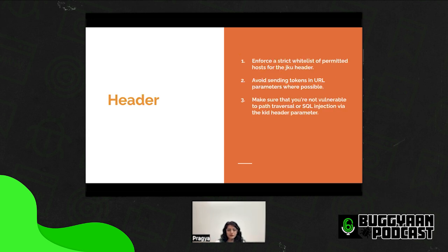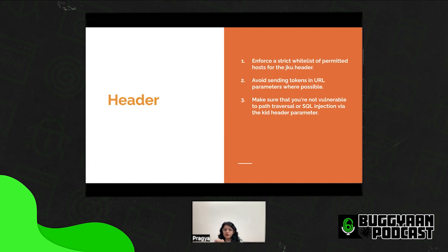Next, a few good practices for the header as well. Enforce a strict whitelist of permitted hosts for the JKU header. So this is for header parameter injection using the JKU header. JKU means writing the URL which points to the key. So by enforcing a strict whitelist of hosts for the JKU header, you can prevent JKU header exploitation.